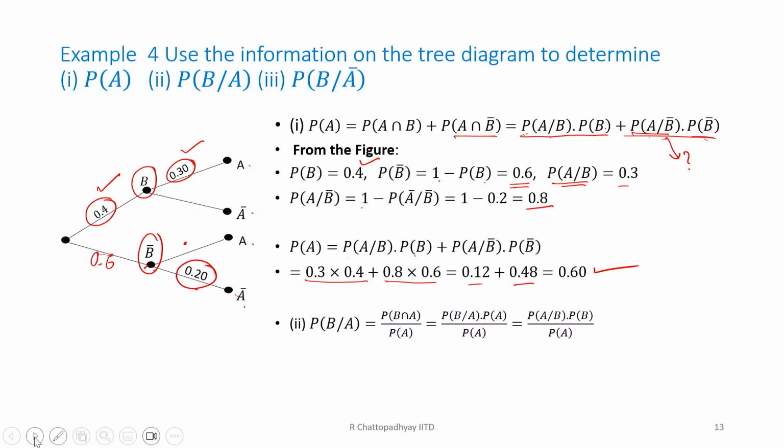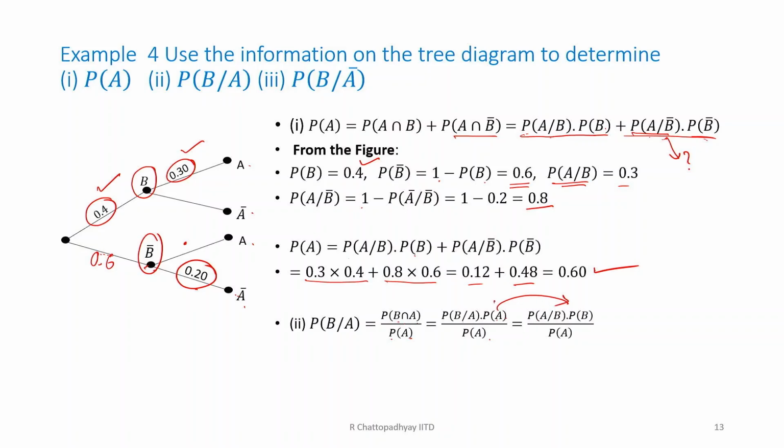Next comes P(B given A). P(B given A). So I write the conditional probability formula first. P(B given A) is P(B intersection A) by P(A). So P(A) does not change. P(B intersection A), what is the formula for that? If I write this formula, P(B given A) P(A), the same thing can be written as P(A given B) by P(B).